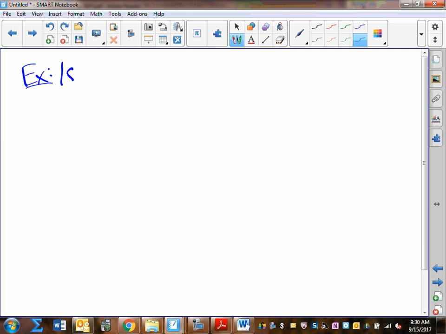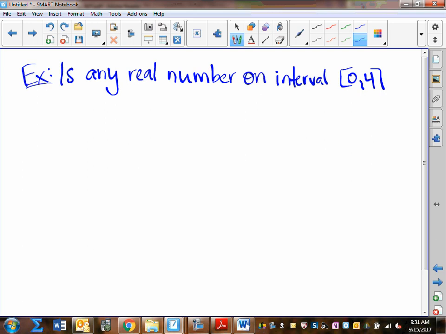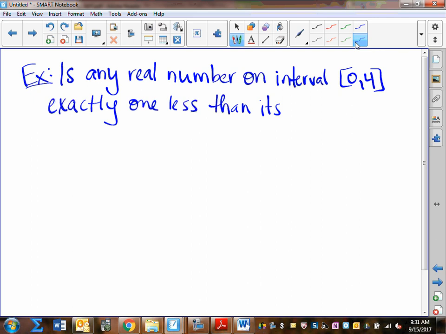So say it asks you, is any real number on the interval, let's go 0 to 4, exactly 1 less than its cube? Okay, so is any real number on the interval 0 to 4 exactly 1 less than its cube?